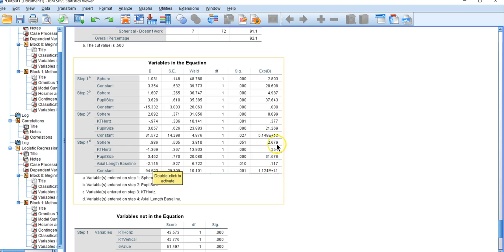You can see the odds ratios here on how much they contribute for a unit change in these measures. You'll notice that the biggest one here is pupil size, but actually, after you control for all these other things, pupil size does become the winner. Kind of interesting. Anyway, that is multiple logistic regression.